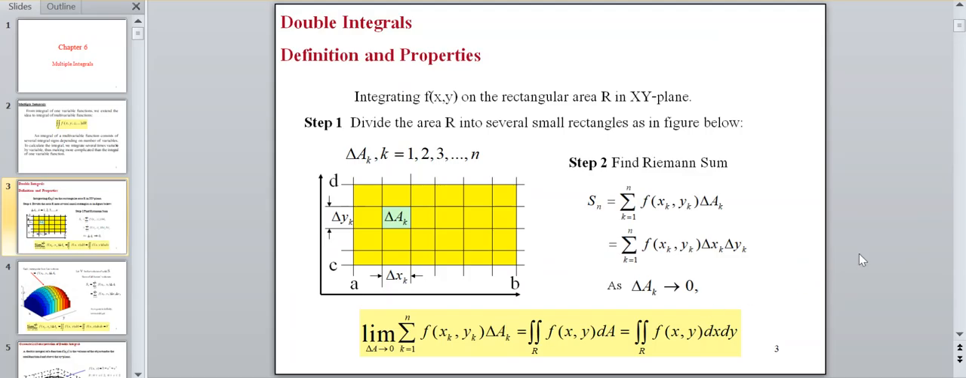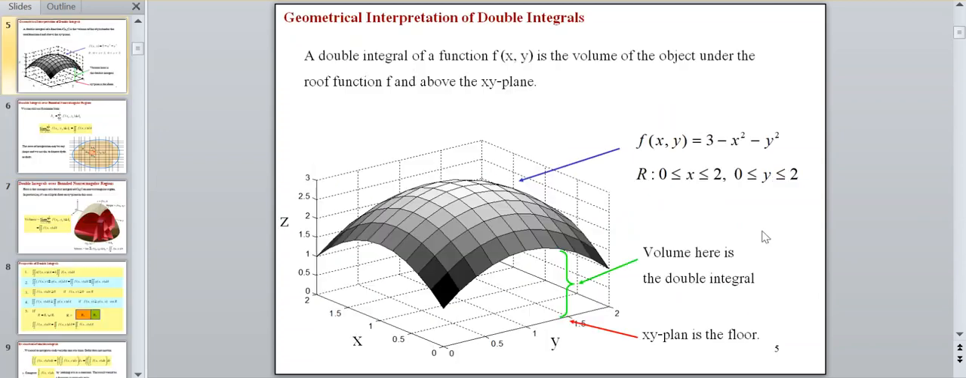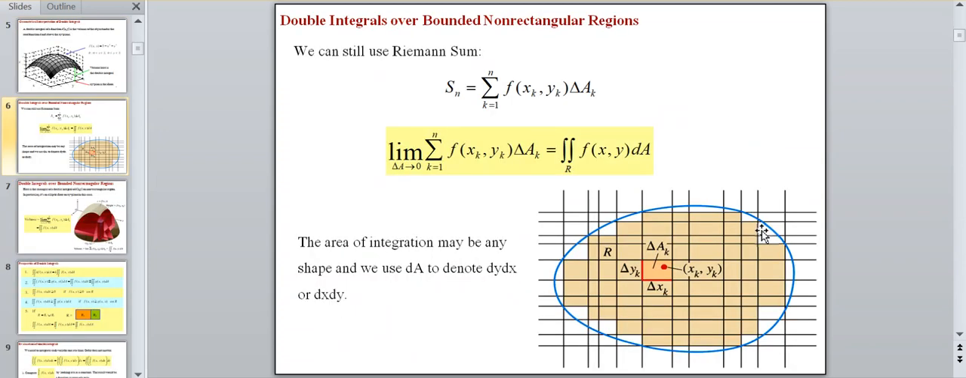So let's see how we are going to define the integral, or double integral, of this function on a bounded region R. Let me move on to this page. You can see we have a function f of x y defined on a bounded region R, of any shape like this.